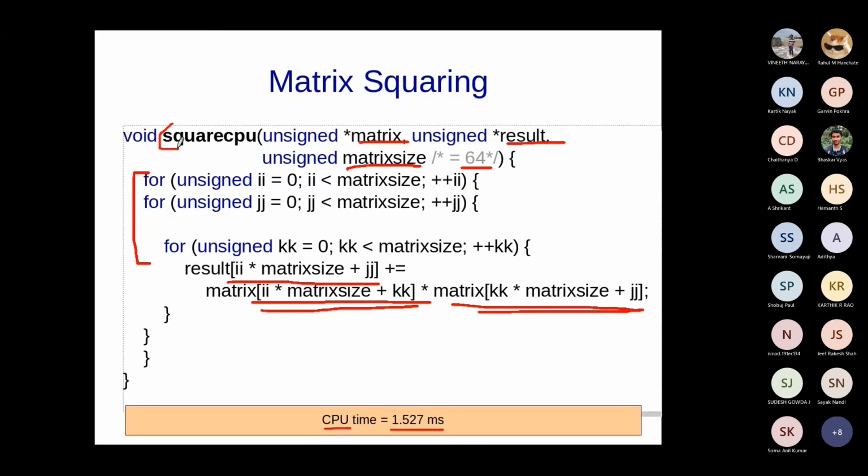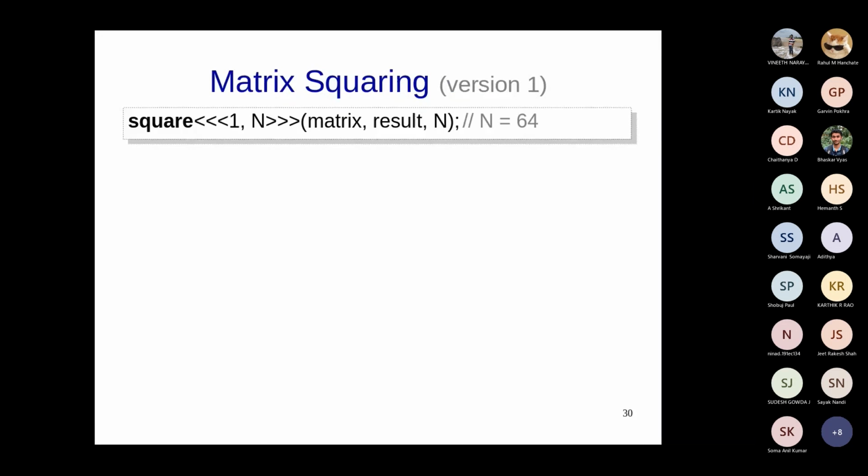What I did was, okay, now I have a very nice parallel computation in this. Let me parallelize this on the GPU. So that is what I tried to do. How will that look? So version one looks like this. Let's call the kernel name square. I'm going to launch it with n threads, where n is essentially the matrix size. I pass the matrix, I also pass the result pointer, and I pass n as the three parameters.